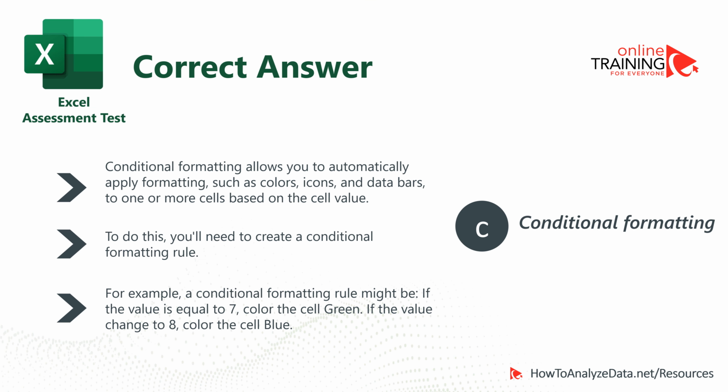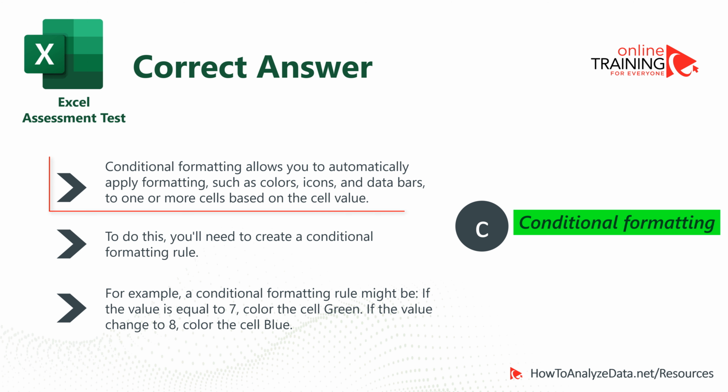As you might have figured out by now, the correct answer is C, which is conditional format, because it allows you to automatically apply formatting such as colors, icons, and data bars to one or more cells based on the cell value. And if value is changing, the application of conditional formatting changes as well.